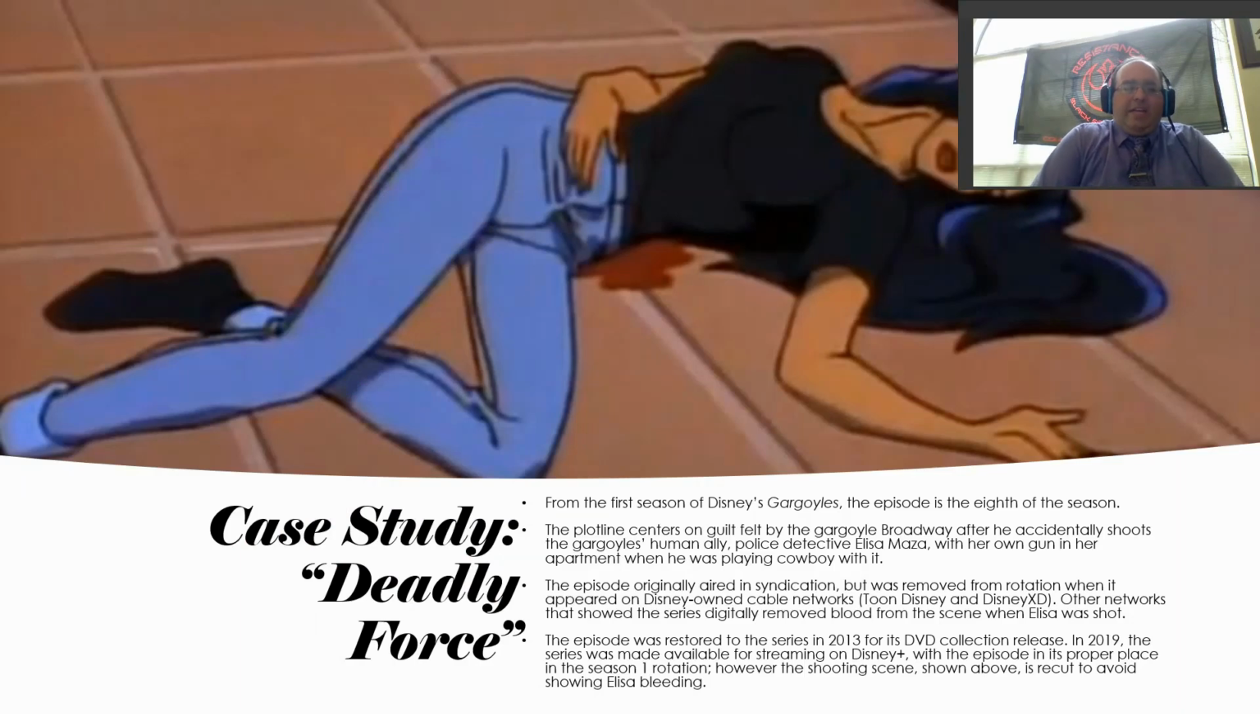So let's look at the two case studies that we have in here. The first one, case study, is Deadly Force from the first season of Disney's Gargoyles, the eighth of the season. Okay. So, briefly, the plotline centers on guilt felt by the Gargoyle Broadway after he accidentally shoots the Gargoyles' human ally, police detective Elisa Maza, with her own gun in her apartment when he was playing cowboy with it.